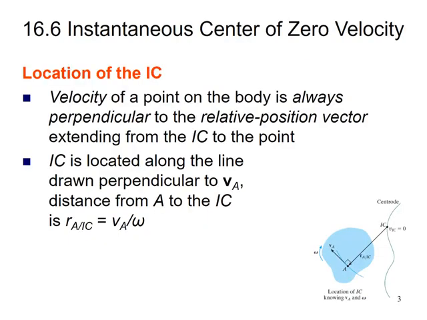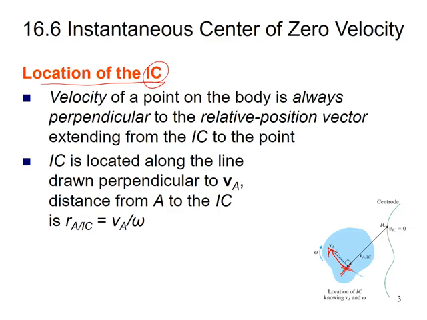Now what will be the location of the instantaneous center of zero velocity? Here IC stands for the instantaneous center of zero velocity. Let us say that there is a point A. The velocity of this point A is known to us, which is VA. So how can we find the instantaneous center of zero velocity?